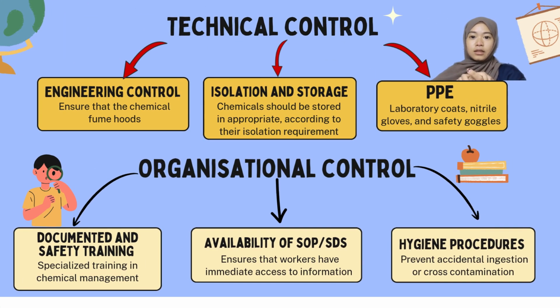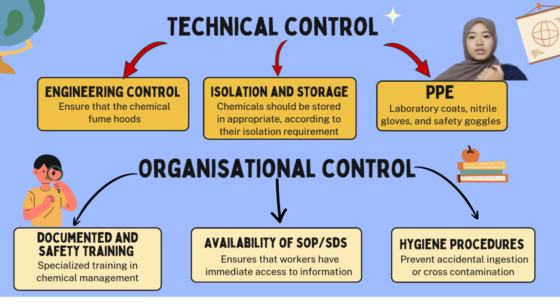Let's start with the technical control. These are tangible, physical measures we implement to minimize the exposure to hazardous chemicals. This section is further broken down into 3 critical areas. First, we have engineering controls. The prime example highlighted here is our fume hoods. We must continue to strictly ensure that all chemical fume hoods are fully operational and used correctly. This is our primary line of defense, physically containing and venting hazardous vapors away from the user.